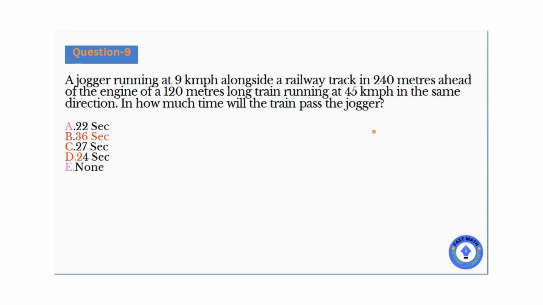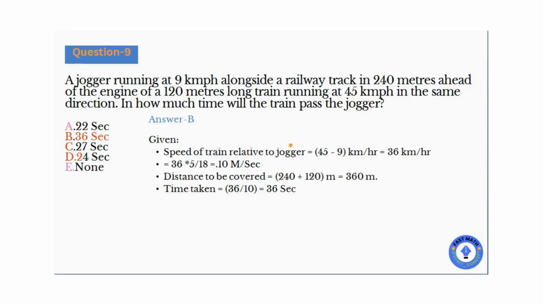Coming to the next one: a jogger is running at 9 kilometers per hour along the side of a railway track, 240 meters ahead of the engine. That means a train is passing like that; this may be the engine. The jogger is jogging at a distance of 240 meters from the engine of the train. The length of the train is 120 meters and it is running at a speed of 45 kilometers per hour in the same direction. In how much time will the train pass the jogger?